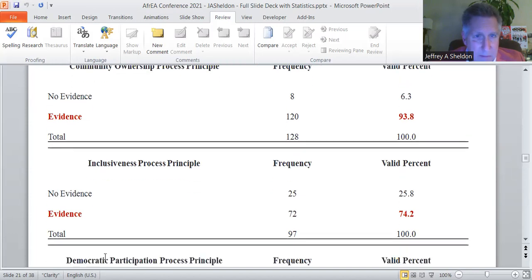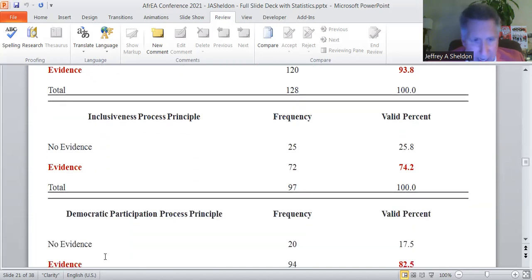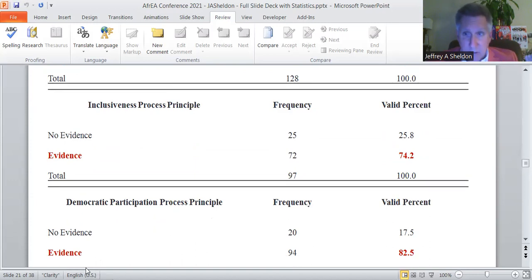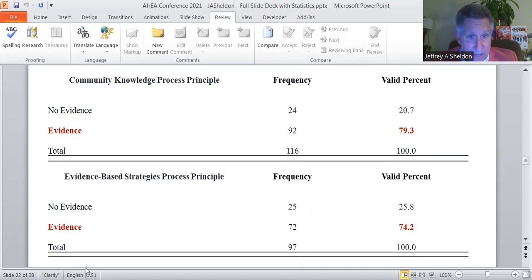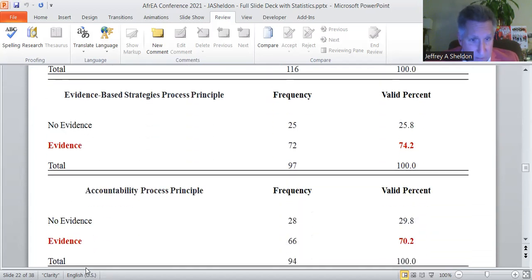maybe it's because community ownership and democratic participation are more readily observable than, say, inclusiveness, community knowledge, evidence-based strategies, or accountability. So some things are observable, some things less observable.